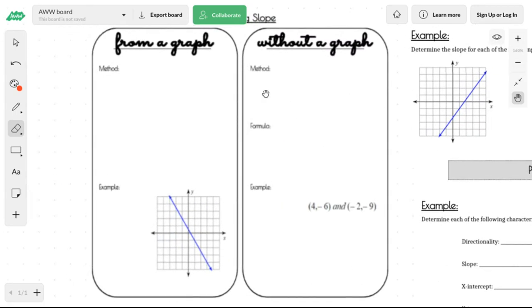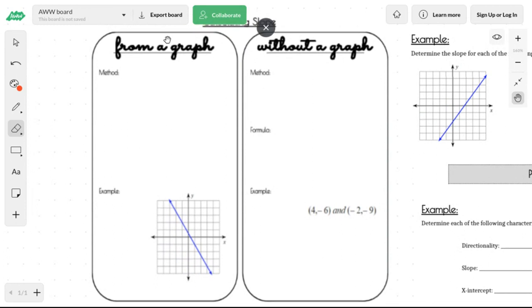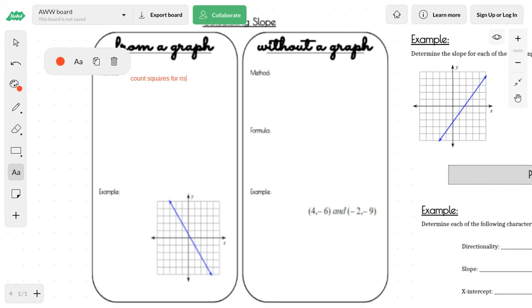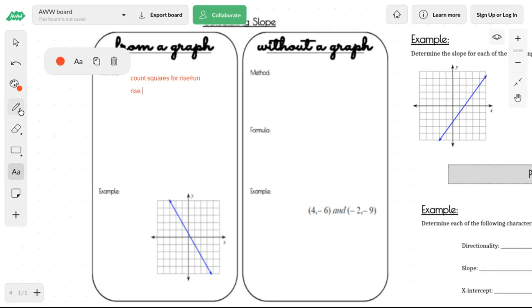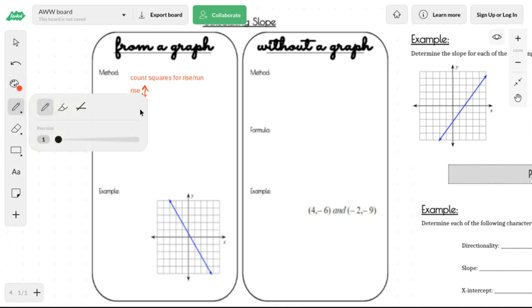So we have two methods of calculating slope. There's one where we have a graph and one where we don't. The method when we do have a graph is we want to count squares for rise over run. So counting rise over run, our rise is our up and down, over our run, which is left to right.